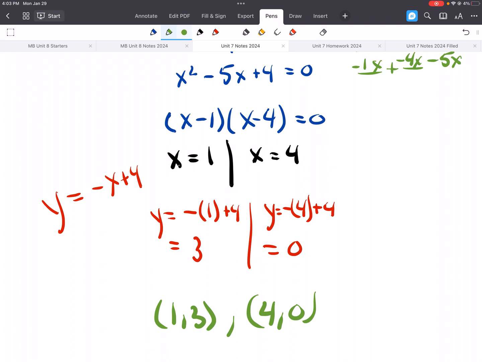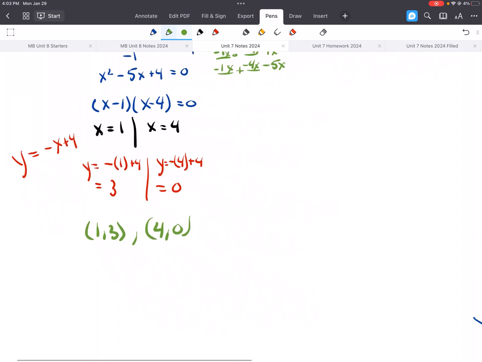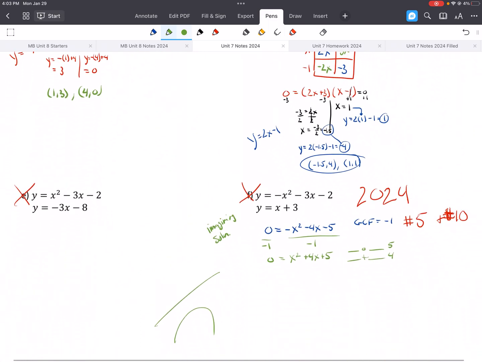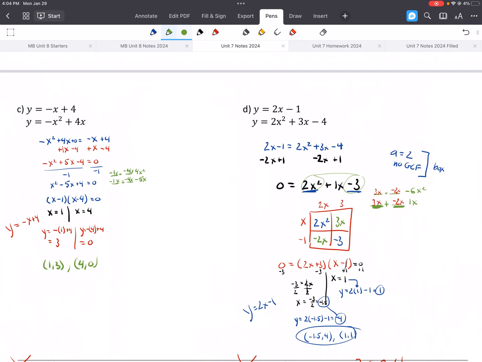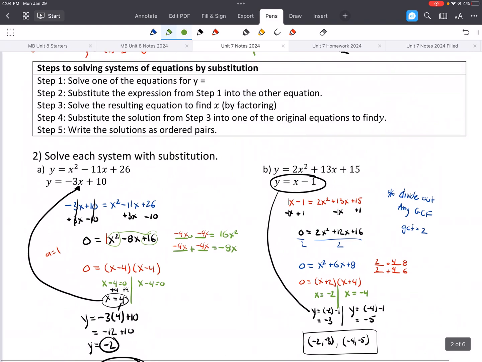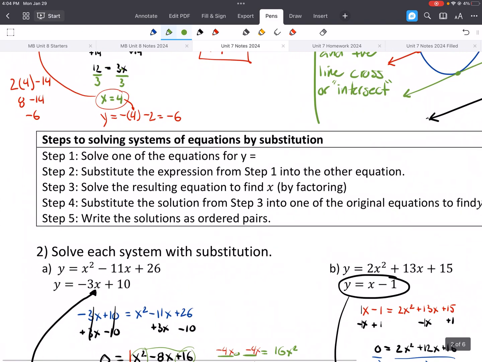All right. If you have any other questions, please let me know. I think that should pretty much cover it. So again, if you need the help over here, these are kind of like the steps. Step 1 is already taken care of for all of these problems. So really it's just 4 steps. So substitute or set them equal to each other. Solve for x by factoring. Substitute that x value into one of the equations to find the y, and then write it as an ordered pair.